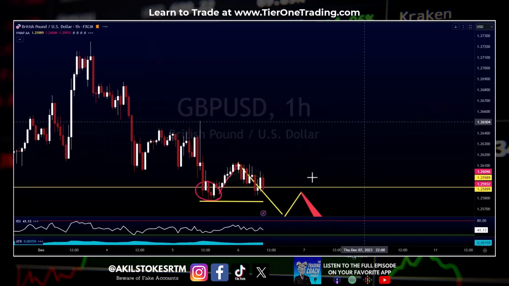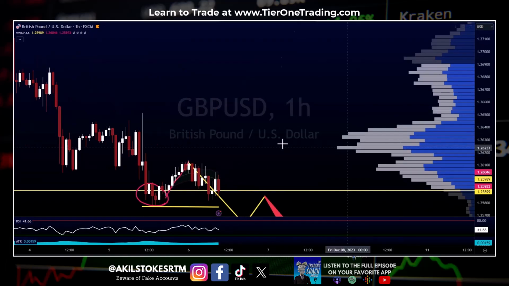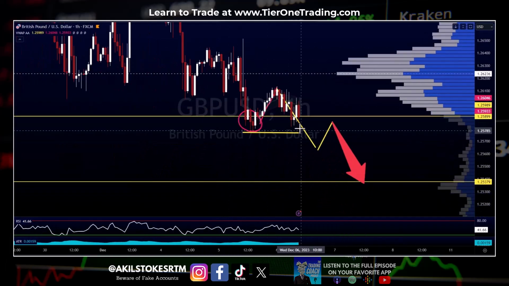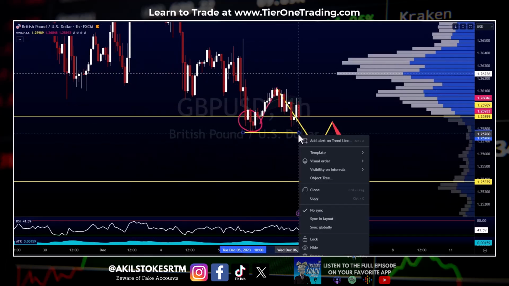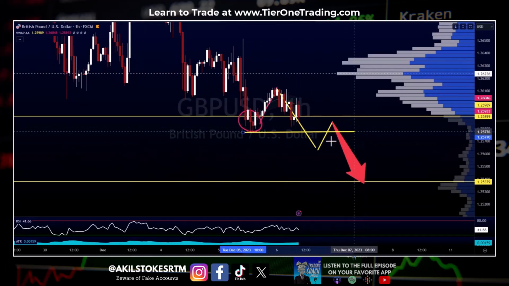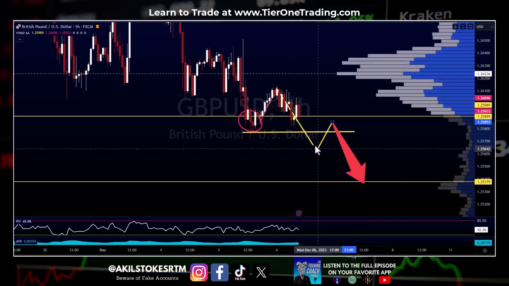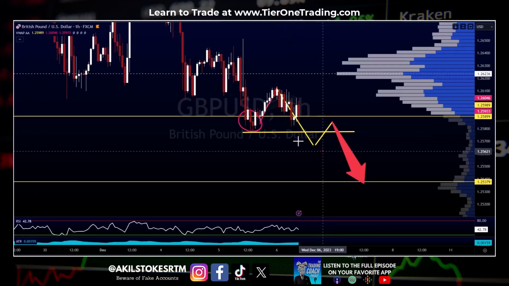So the location matters. If we ended up breaking this level right here, violating this new structure low, and we start retracing right here, maybe signs of a retracement right here, I would not be interested in any type of bullish move here. Why? Because we're not at a level where I think price will reverse. Ultimately, it depends on the level. So this would be insignificant to me.